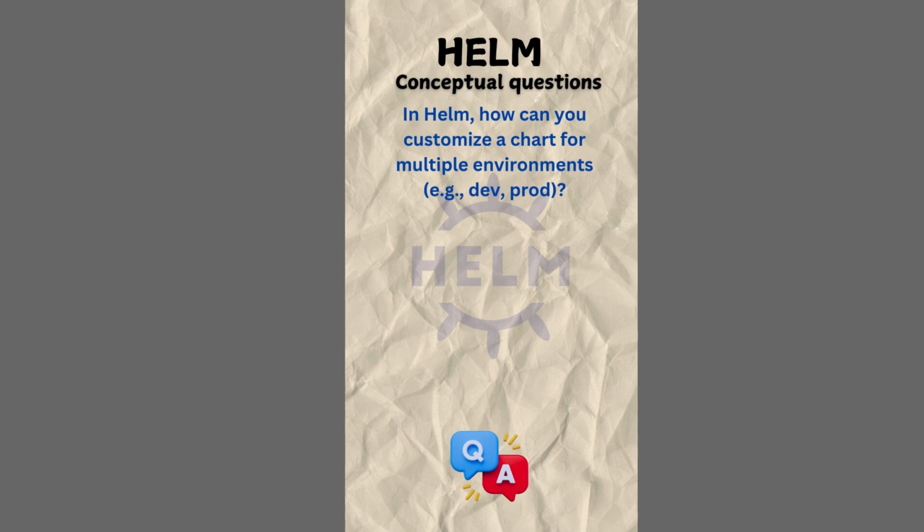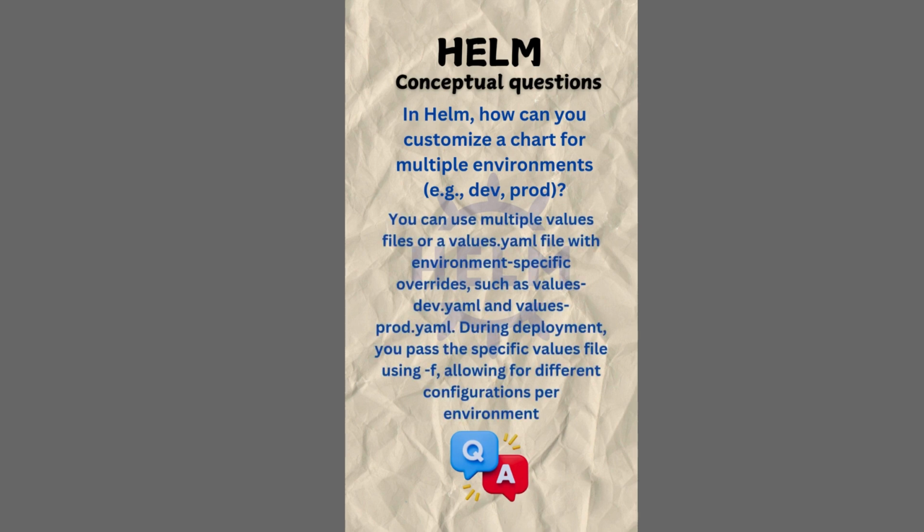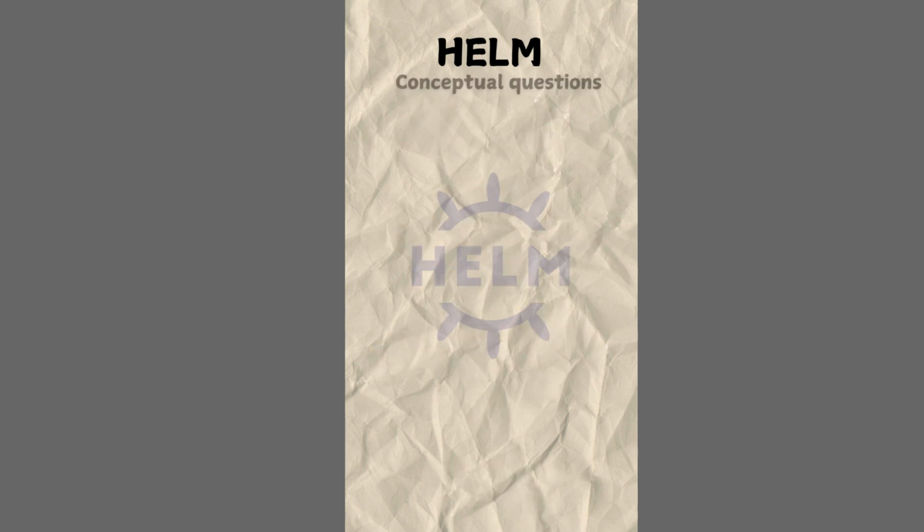In Helm, how can you customize a chart for multiple environments, for example, dev, prod? You can use multiple values files, or a values.yaml file, with environment-specific overrides, such as values.dev.yaml and values.prod.yaml. During deployment, you pass the specific values file using -f, allowing for different configurations per environment.